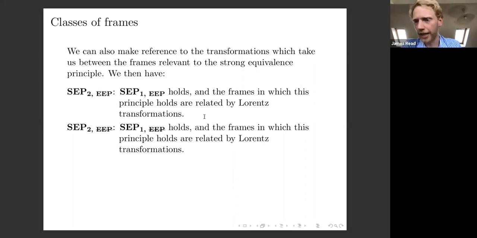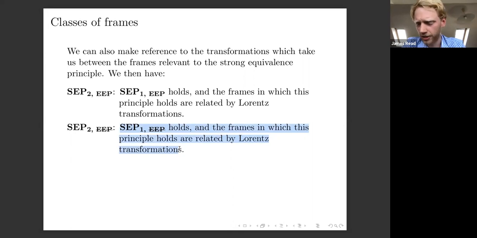By the way, another caveat is that I'm setting aside local translations. I think that there are ways to make sense of this, but I'm just going to set those aside. Again, we can talk about it in the Q&A if people want. On the other hand, we've got SEP2 not EEP, which states that SEP1 not EEP holds, and the frames in which this principle holds are related by Lorentz transformations.